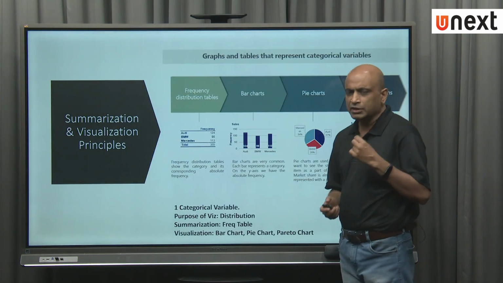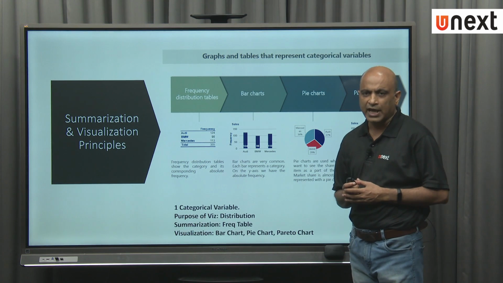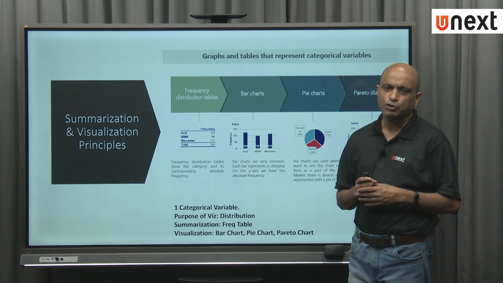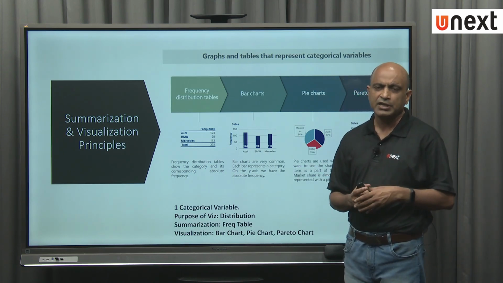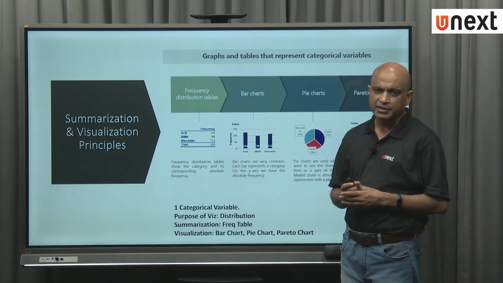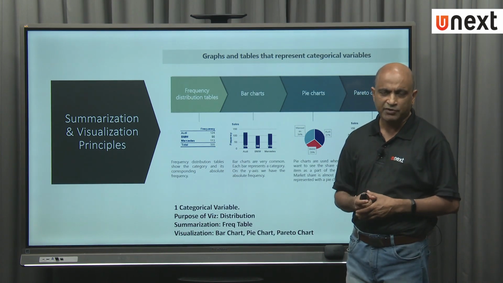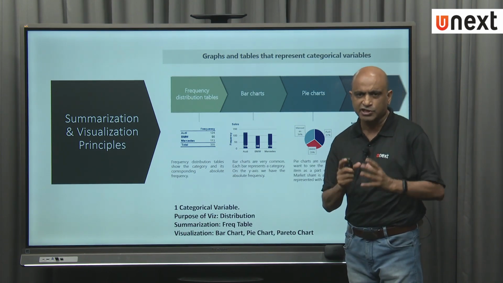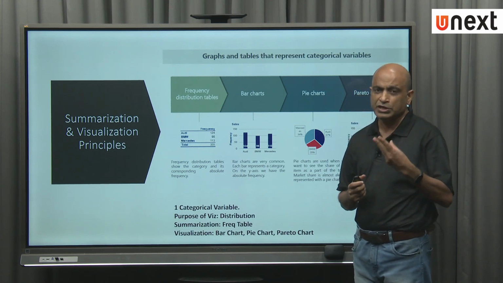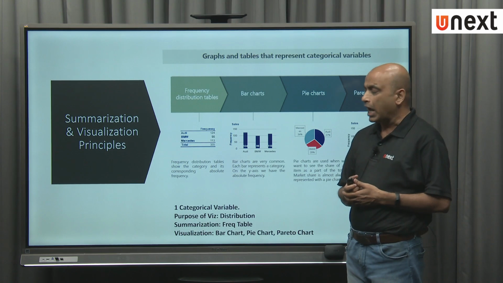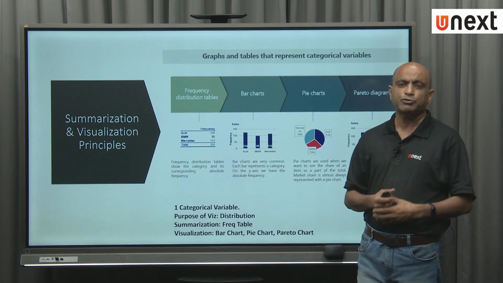Now, let's take scenario number one. Categorical variable, and how do I visualize it? How do I summarize it? I will summarize a categorical variable. Example, let me take car brand: Audi, BMW, Mercedes, and how much sales is happening for these brands. I would like to summarize it using a simple frequency table. I have three choices when it comes to visualization. I can do a bar chart, I can do a pie chart, I can also do a Pareto chart.